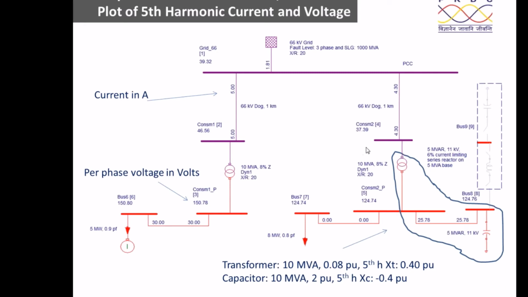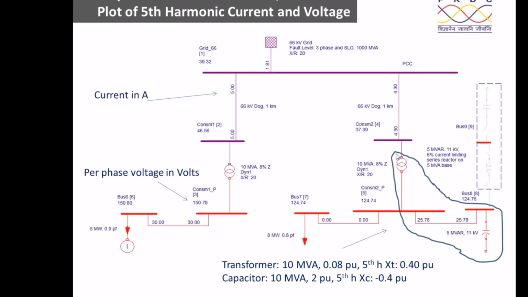If you see why that resonance is happening, this capacitor is 5 MVAr at 11 kV. On a 10 MVA base, it becomes 2 per unit, because it is 1 per unit on its own base, 5 MVAr. Therefore, on a 10 MVA base, it becomes 2 per unit. The 5th harmonic XC becomes minus 0.4 per unit, because XL is equal to 2 pi FL, and XC is equal to 1 divided by N into 2 pi FC. Because of that, XC becomes minus 0.4 per unit corresponding to the fifth harmonic.